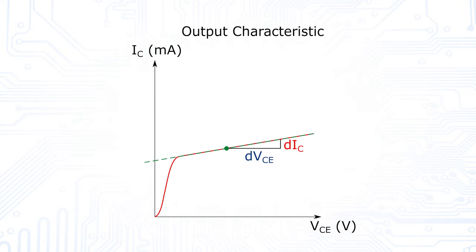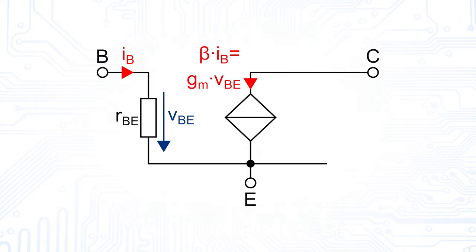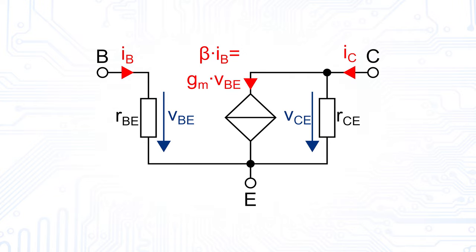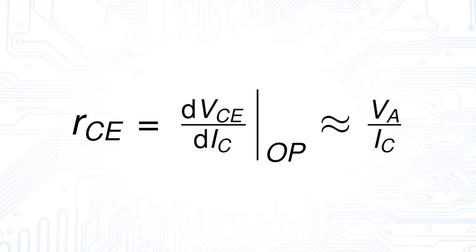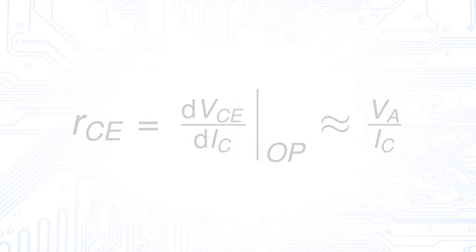At last, we have a look at the output characteristics of the bipolar transistor. We choose our operating point in the active region. In the active region, we again derive a linear dependency between the collector-emitter voltage and the collector current. As a consequence, the output stage of the transistor can be modeled with the help of a resistor RCE between collector and emitter. Once again, RCE can be calculated via the derivative.